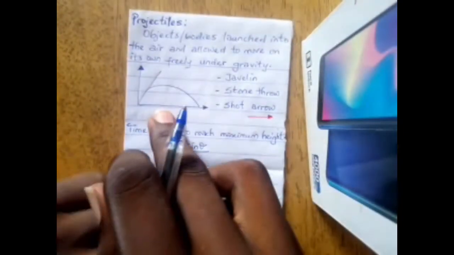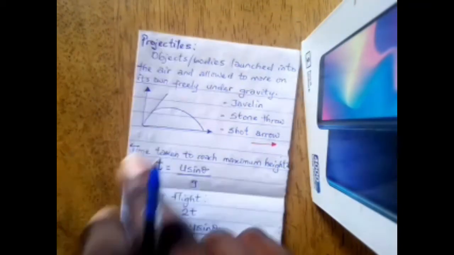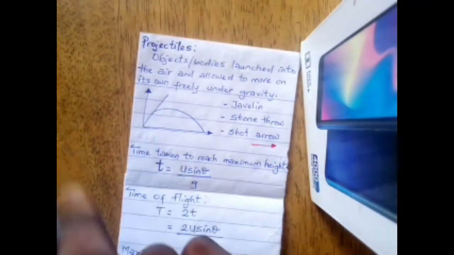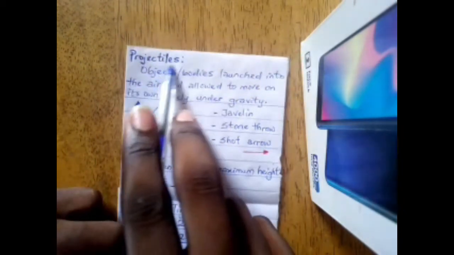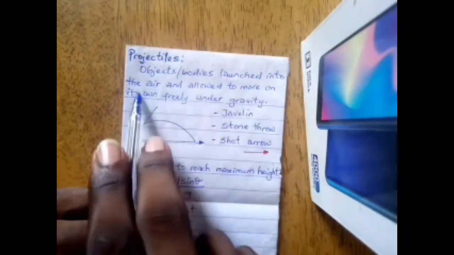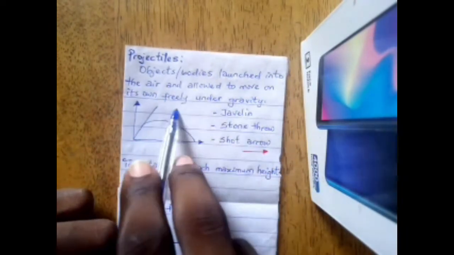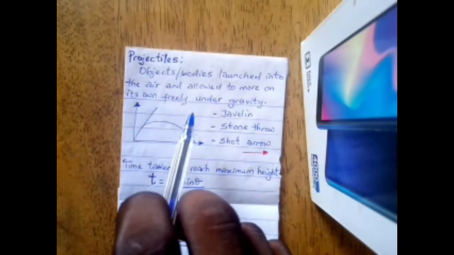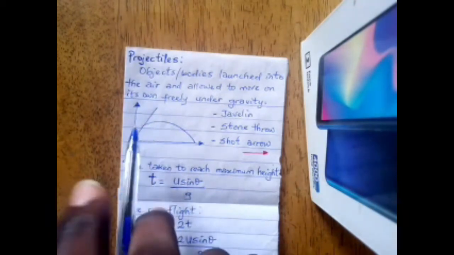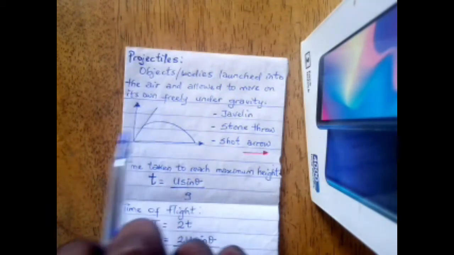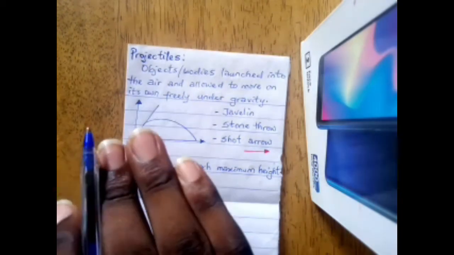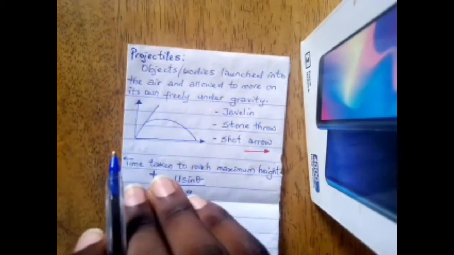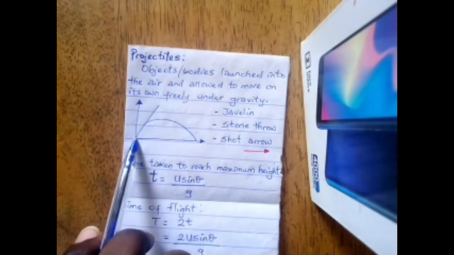So also, quickly looking at projectiles. Projectile motions are also similar to the motion under gravity. So projectiles are objects or bodies which are launched into the air and allowed to move on their own freely under gravity. These objects we launch or throw into the air, they move on their own under gravity and come back to the ground level. So you launch an object now.